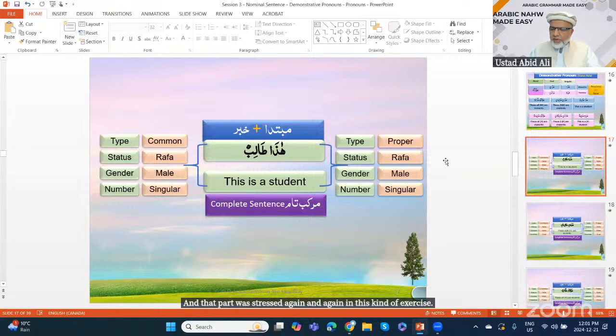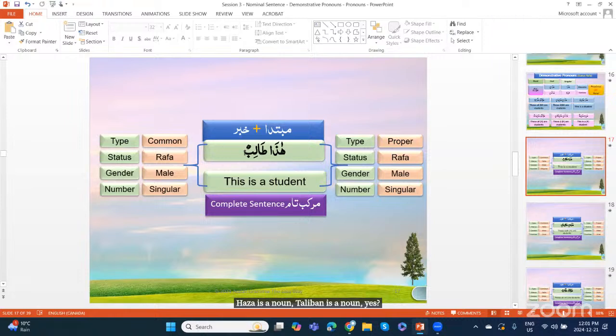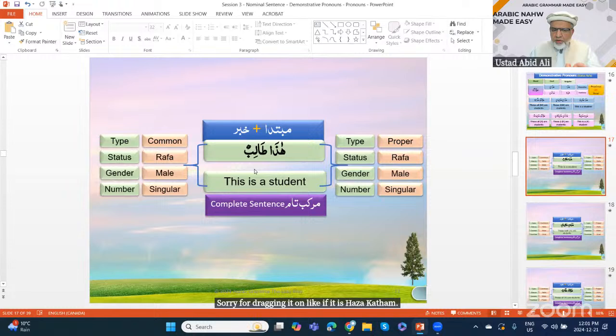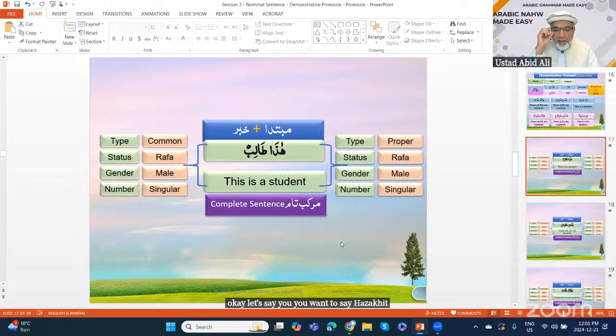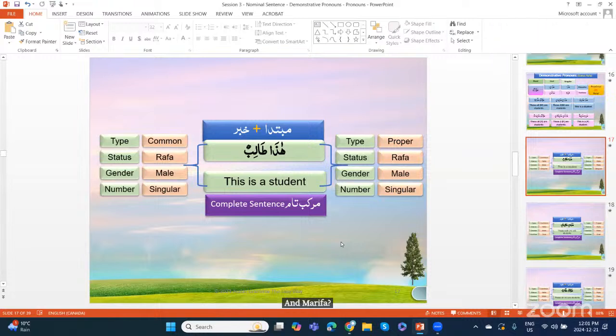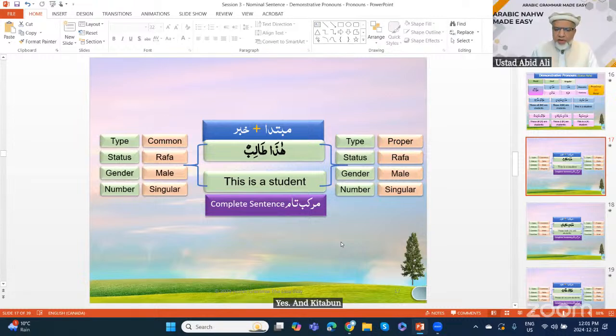You see, type, status, gender, number. These are all nouns, right? Haza is a noun. Talibun is a noun. My confusion, sorry for dragging it on: if it is Haza Kitabun, will it be a proper sentence? Okay, let's say you want to say Haza Kitabun. Is Haza going to be Rafa and marifa? Yes. Is Haza my mubtada? Yes. And Kitabun, like Talibun, is going to be common and Rafa? Yes. So it's a full sentence: this is a book.